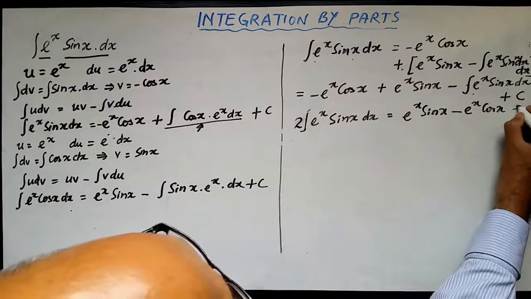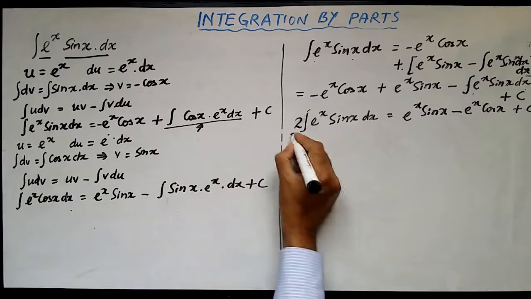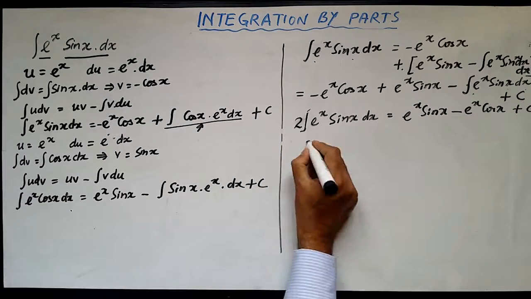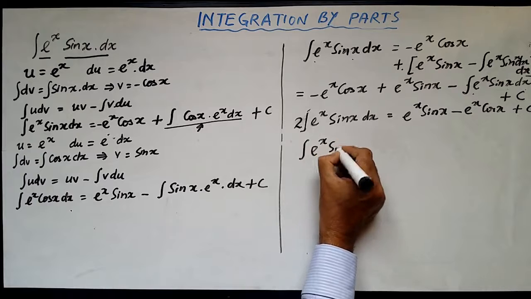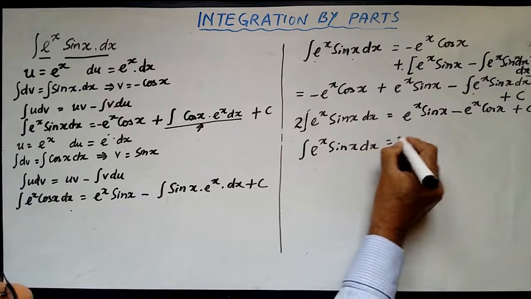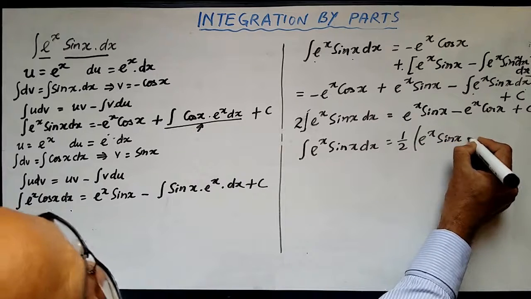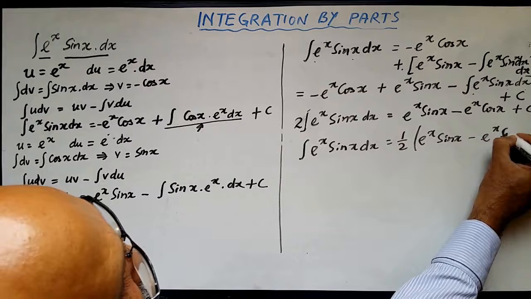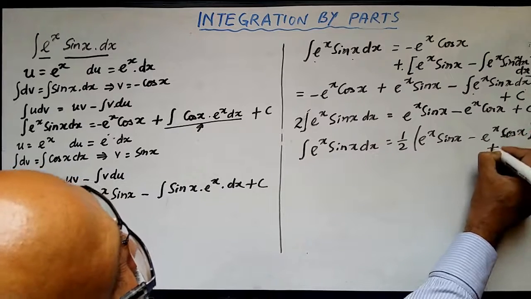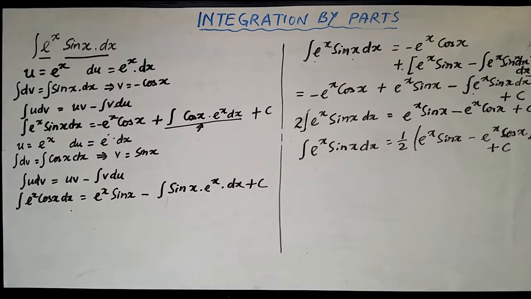Okay, and finally, if we divide both the expressions by 2, we will get the integration of e to the power x sin x dx is equal to half of e to the power x sin x minus e to the power x cos x, plus the constant of integration c. Okay, so this is how you solve a problem involving an exponential expression and a sine expression.